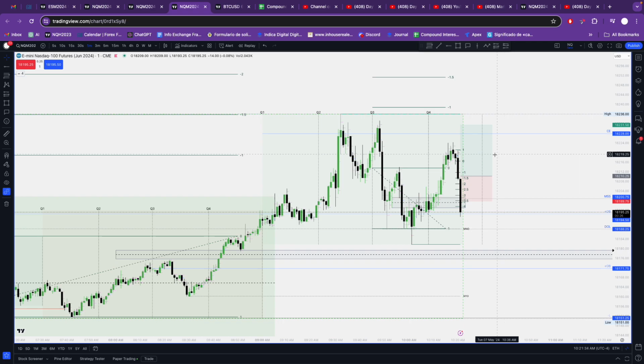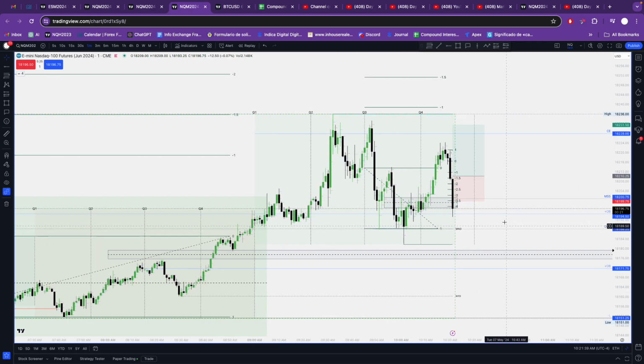Again, this isn't all internal range. See, we're still stuck within this range here. It's just, what you call it, consolidation.